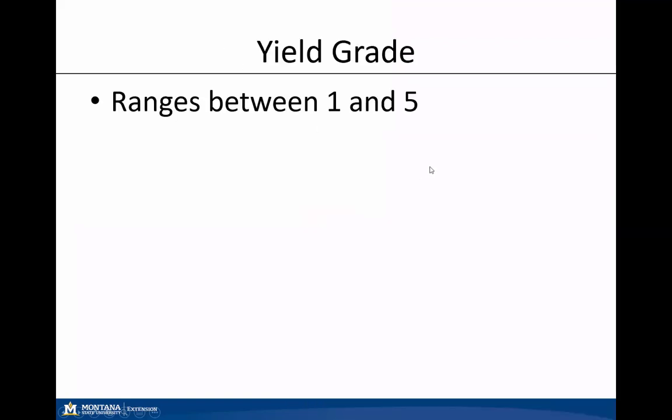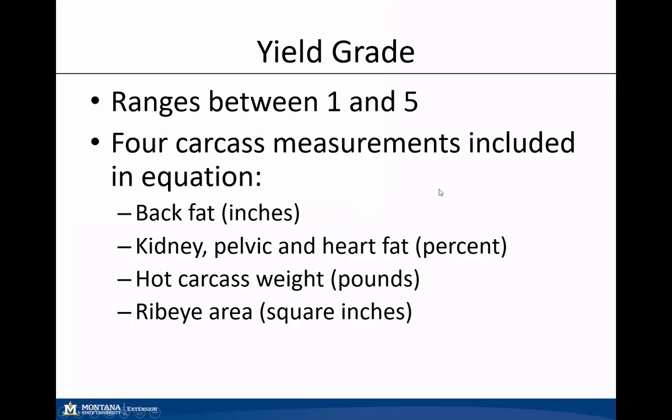Now let's move into yield grade. It's a range between 1 and 5 and includes back fat, kidney, pelvic, and heart fat, hot carcass weight, and ribeye area. So we need these 4 measurements to determine yield grade.